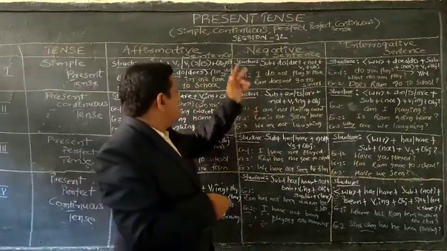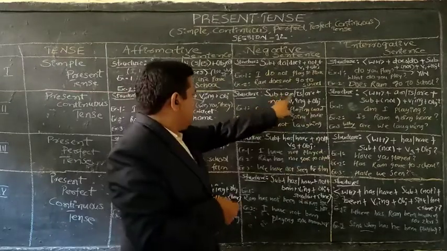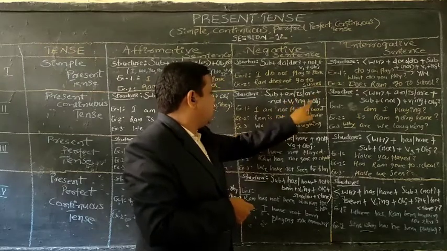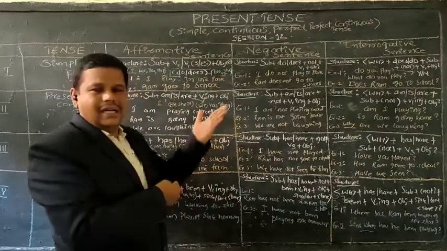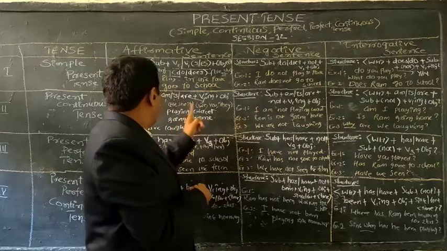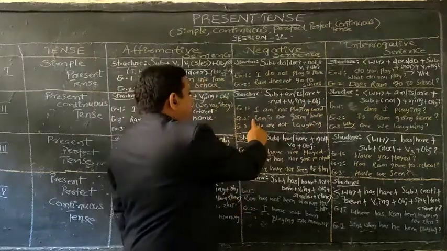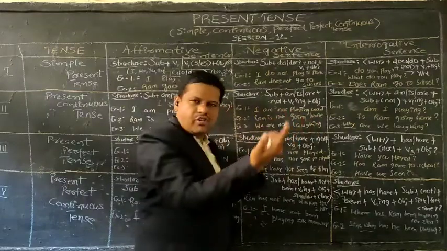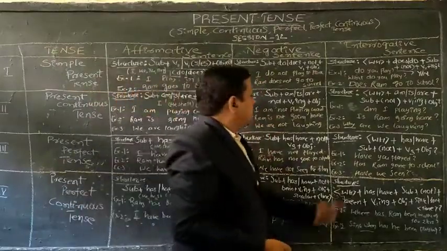Now, the structure of the negative sentence. Subject plus am or is or are plus not plus V1 ing plus object. In this case, what do you write? The examples of negative sentences: I am playing cricket becomes I am not playing cricket. Ram is not going home. We are not laughing. These are three examples of present continuous tense.